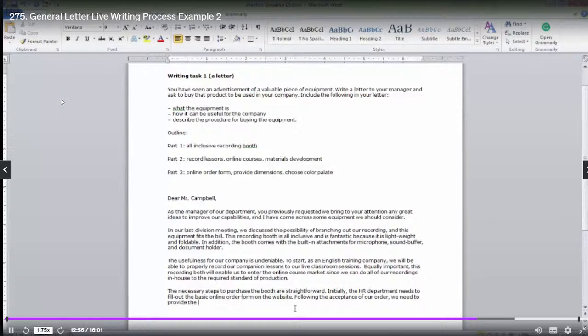We need to provide the booth dimensions needed and the color palette for the outside. All right, there's our next letter. All right, and then we're missing what, guys? We just need our conclusion. I really hope we can move quickly. Again, this is a semi-formal. If this were a formal letter, I would probably say we should, right? We should. So semi-formal, I hope you're getting the idea of the tone.